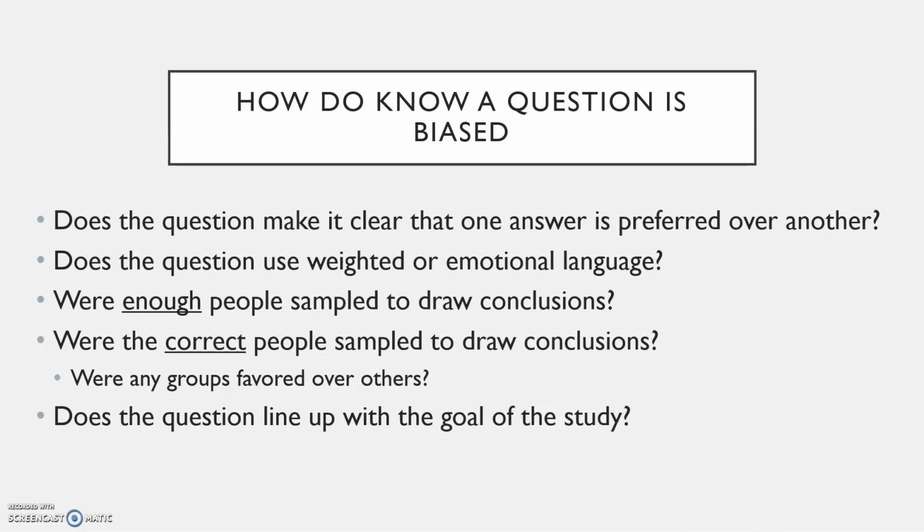The third one is about size. Were enough people sampled to draw conclusions? If you only sample like 3 people, that's not enough to get an accurate read on an entire larger population. And furthermore, were the correct people sampled? If you are looking to only talk to one small specific group of people, but you're trying to apply that to the entire country or the entire state, that's not going to fly. That's considered biased. And then the big picture is, does the question line up with your goal? And if it doesn't, you have a problem.